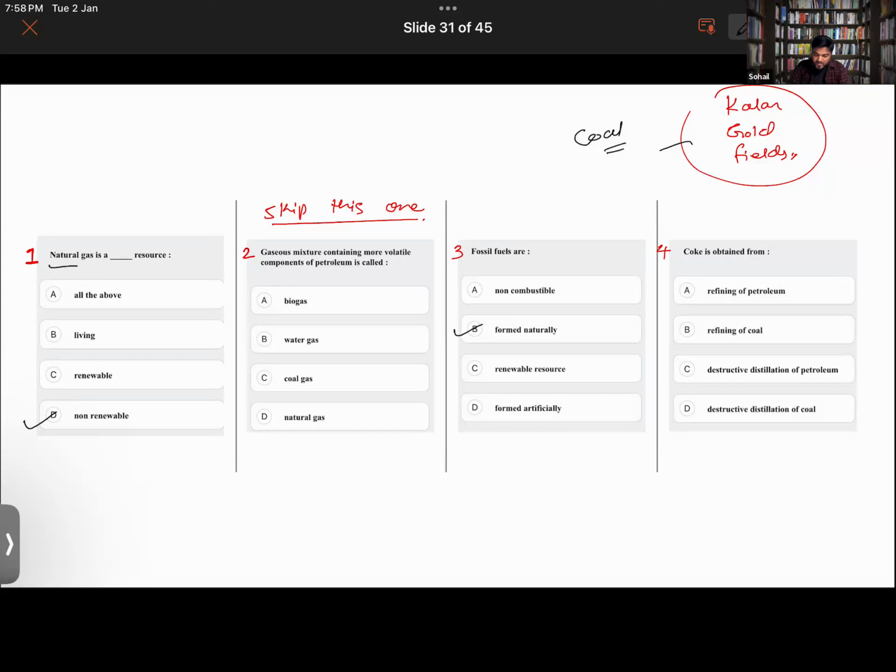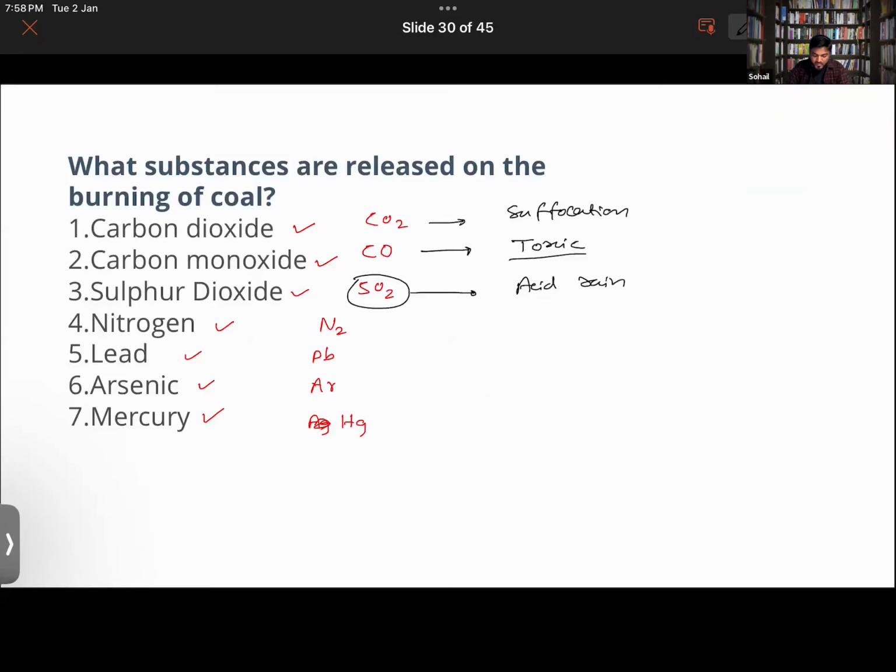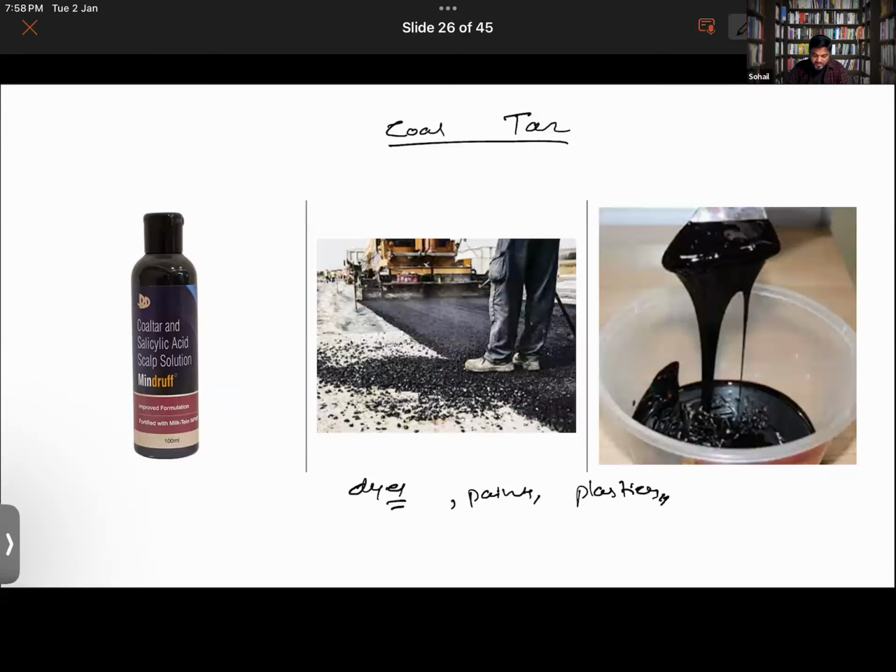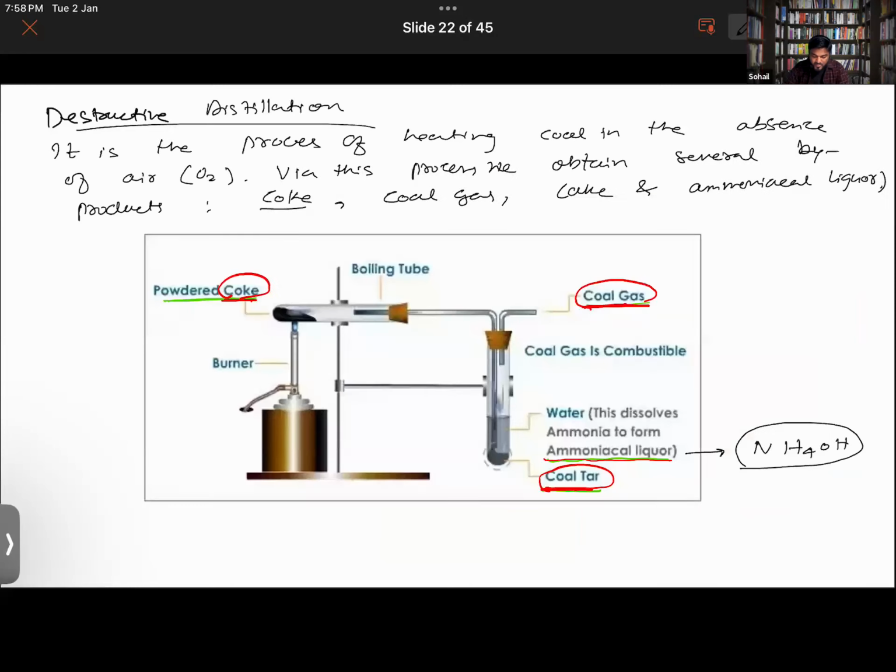Coke is obtained from destructive distillation of coal. We did discuss that several times, I think I have repeated that almost 2 times. Coke is obtained from the destructive distillation of coal. Keep this picture in your mind. See, the coke is obtained here. The process is destructive distillation.